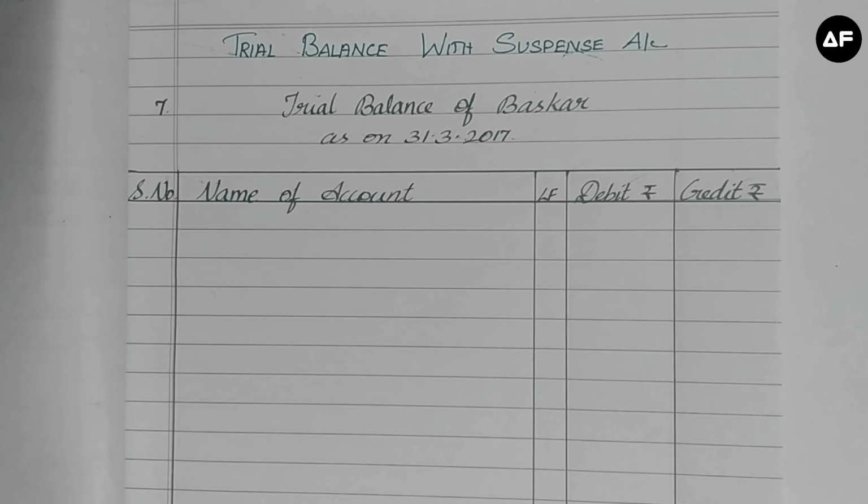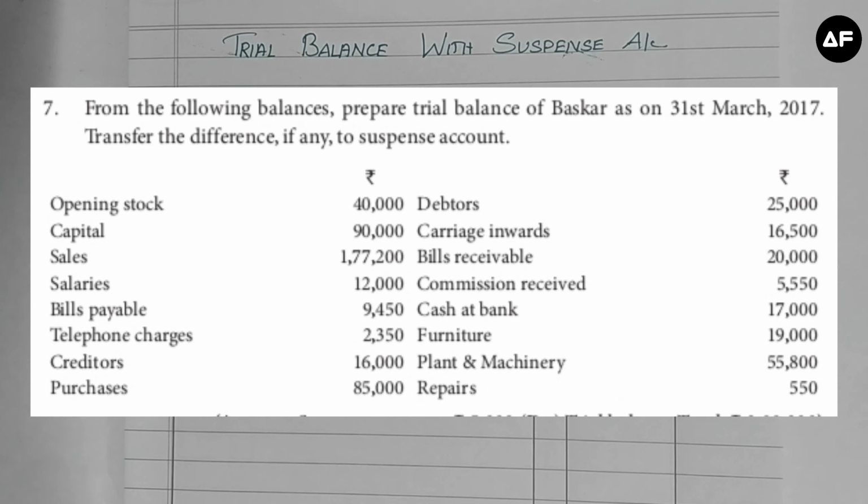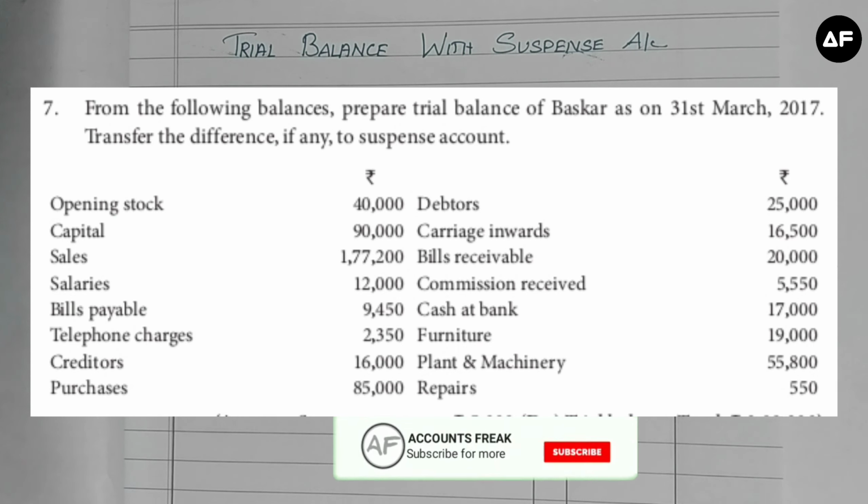In this video, we're going to look into the 7th problem from Standard 11 of Samacheer textbook from the chapter Trial Balance. So this problem is with the suspense account. So let's see how we are going to balance the problem with the suspense account then. So this problem is from the following balances.